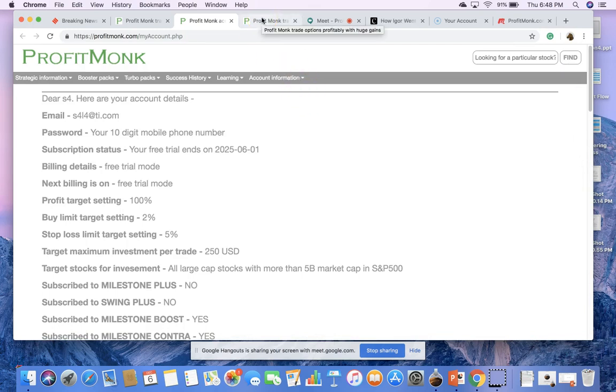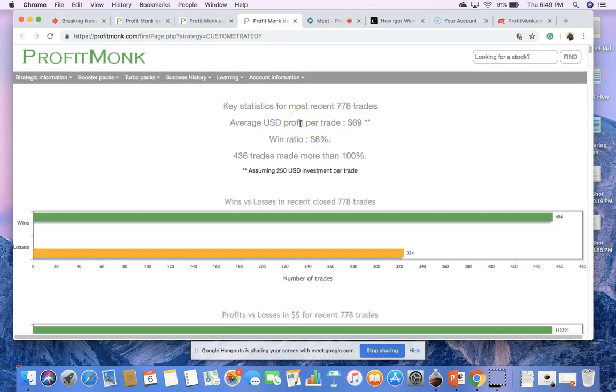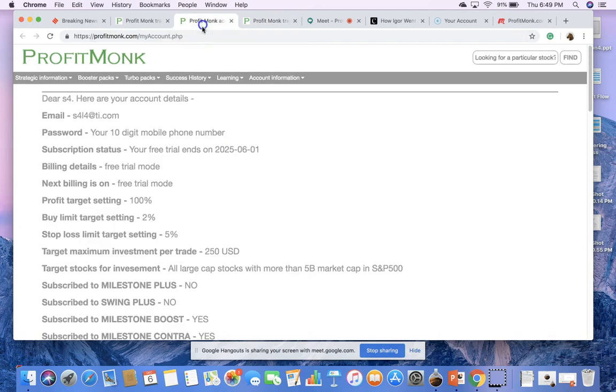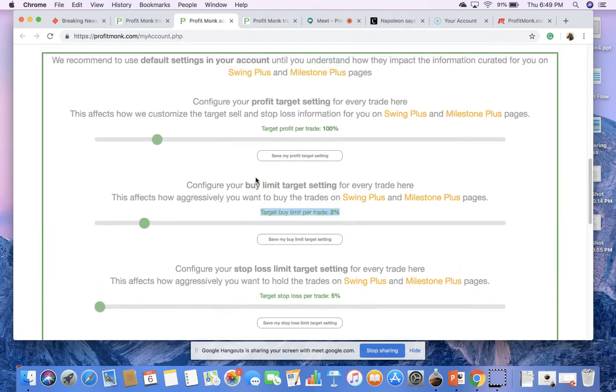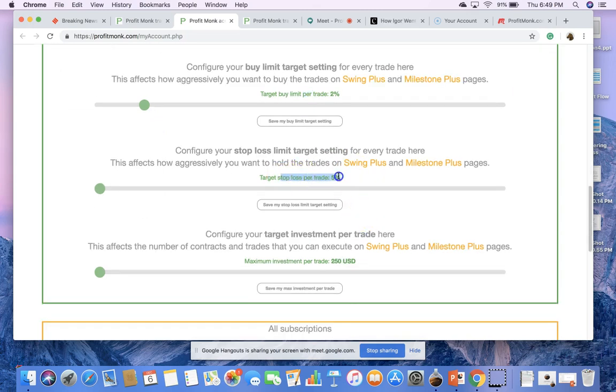Any questions before we try and play around a little bit with this? Yeah, one question. So you put the buy limit target at 2%? Yeah, let's go here again. What we were looking at: the target profit per trade is 100%. The buy limit target is 2%. The target stop loss is 5%, which means basically I never sell. Even if it crashes down to like $1, I never sell. And the maximum investment per trade is 250. Okay, got it. Thank you.